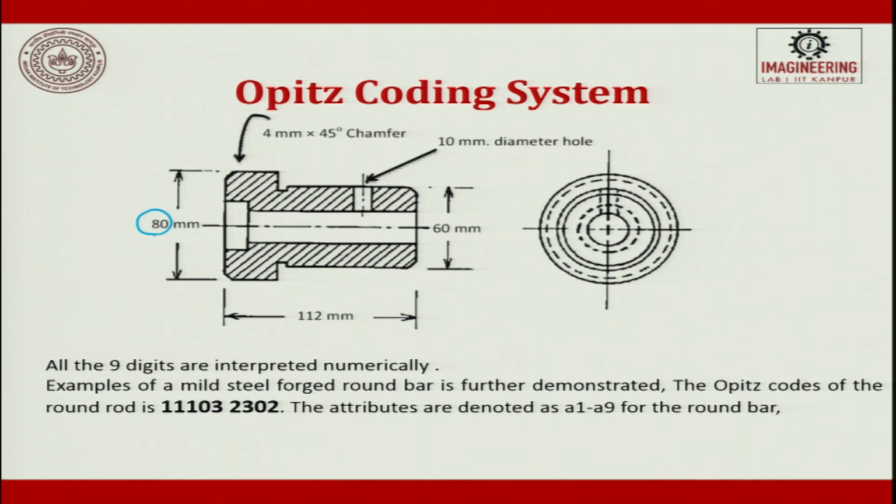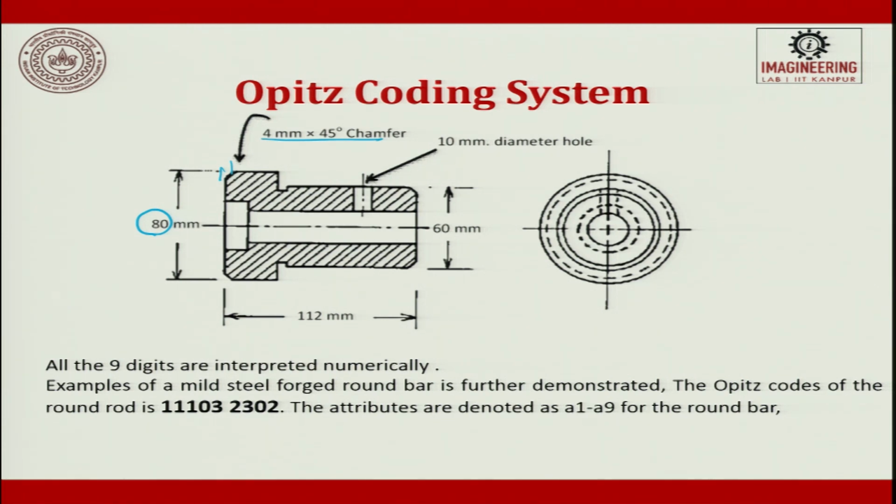The total length is 112. Generally, when the blank is chosen, it will have maybe 115 in length. The diameter of the bar stock will be 80 millimeter. From there we will do step turning, then the groove is made, and from the assembly point of view a 4 millimeter chamfer is also made at an angle of 45 degrees. And finally the shaft is done.